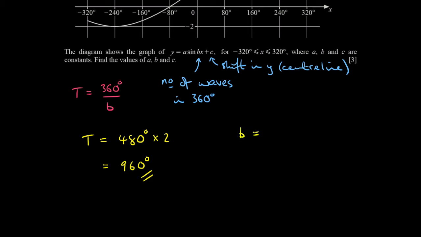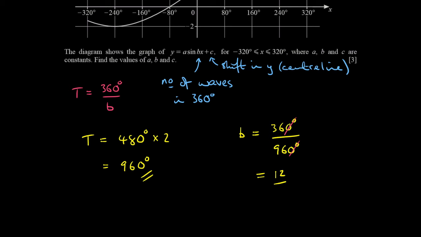So the b value will be equal to 360 degrees divided by that, 360 degrees divided by 960. I'm just rearranging this formula here in red. And I can simplify that. So it cancels, divide both sides by 10, and then 36 upon 96, well, I can divide by 3, can't I?